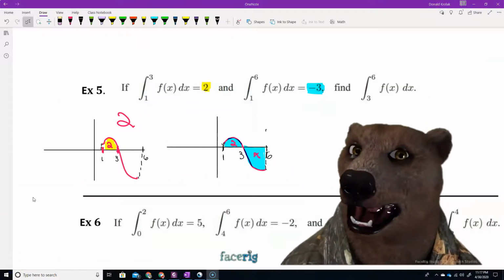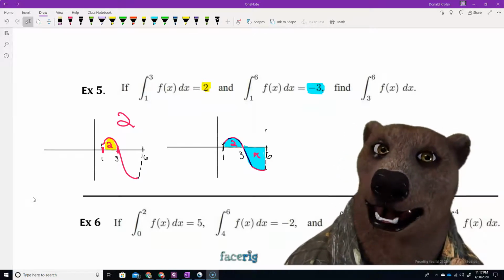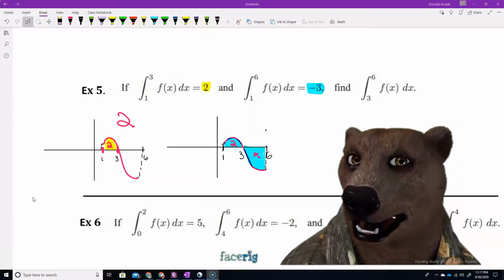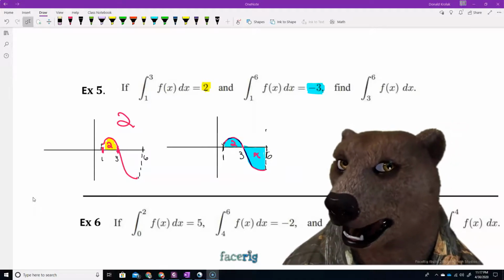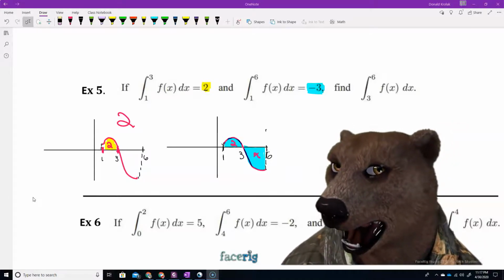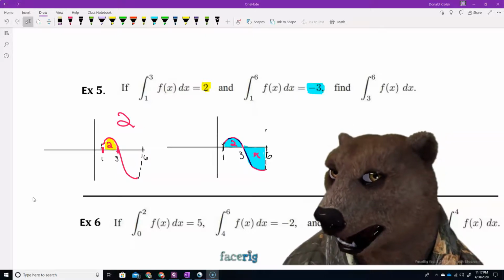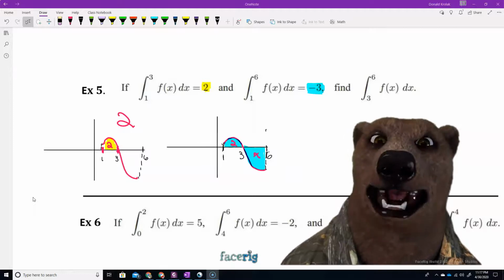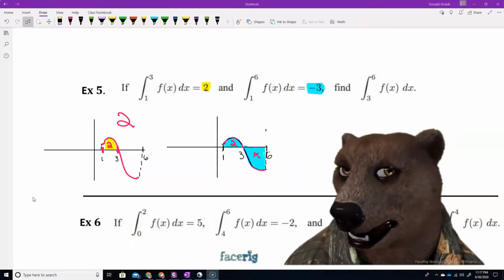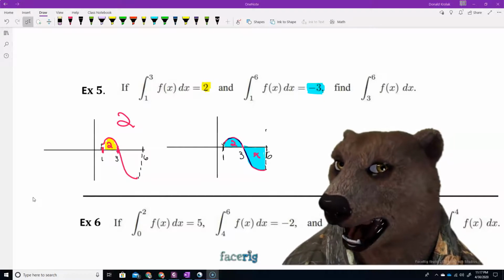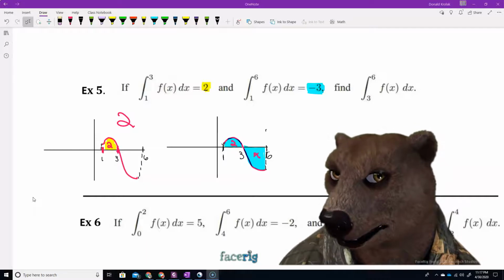All right, the next one, you're given integrals and you're asked to use those to figure out this final integral. So I drew some pictures to help visualize this. Our first integral is from 1 to 3 of some function f of x. So that's this red function that I drew here. From 1 to 3, the area under that curve is equal to 2.